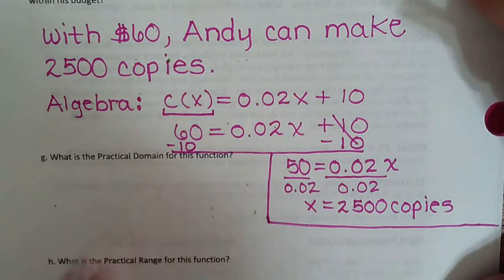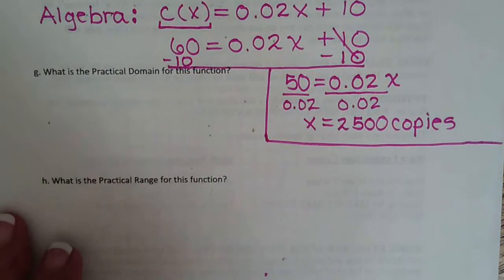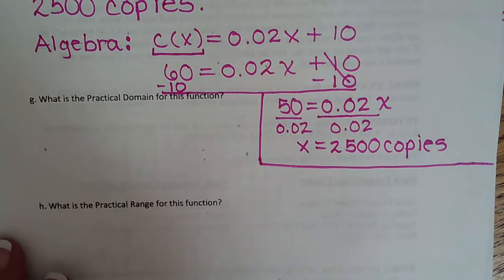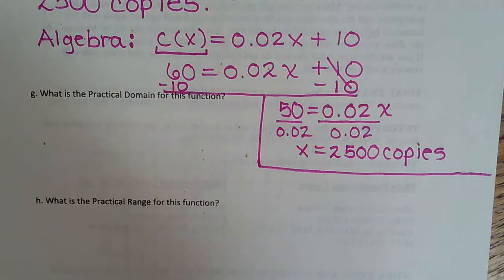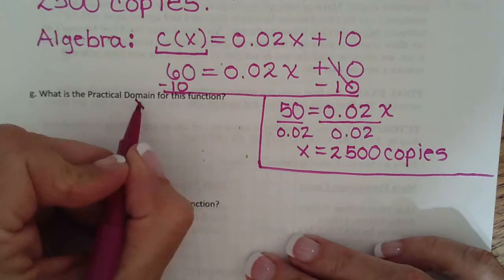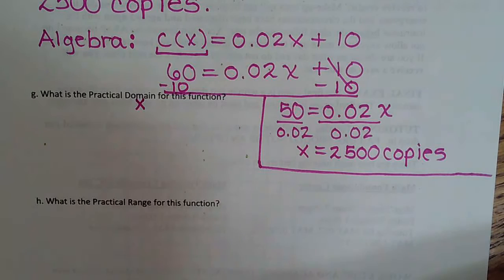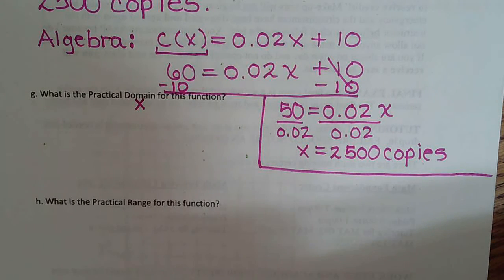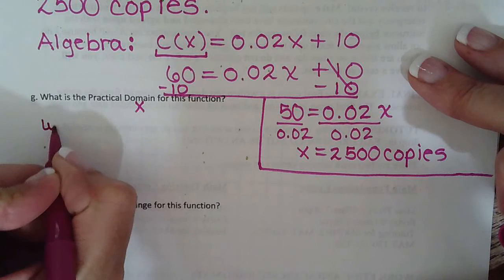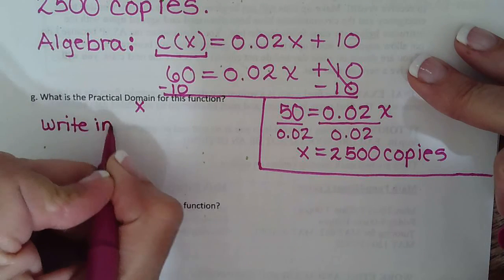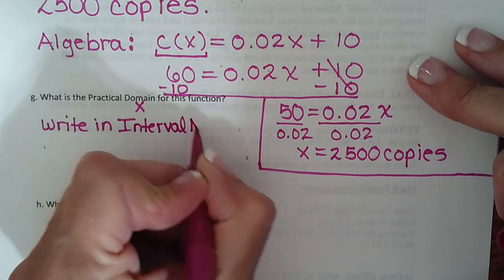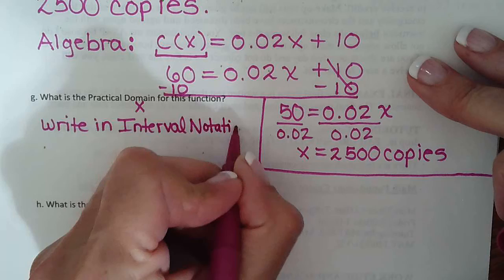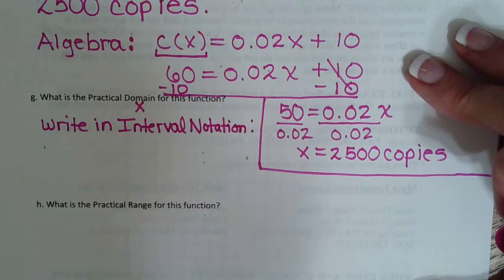And I know you've had some of those in the past on some of our notes, but I just wanted to make sure everybody was familiar with how to do it if it wasn't in the table. What is the practical domain? So do you remember domain or the X values? And what practical means is what values of X makes sense for this equation. So we do ask you on the test to write in interval notation, which we haven't done since module 6. So this might be some good practice reminders for the final. Plus it's going to be on your module 7 test.